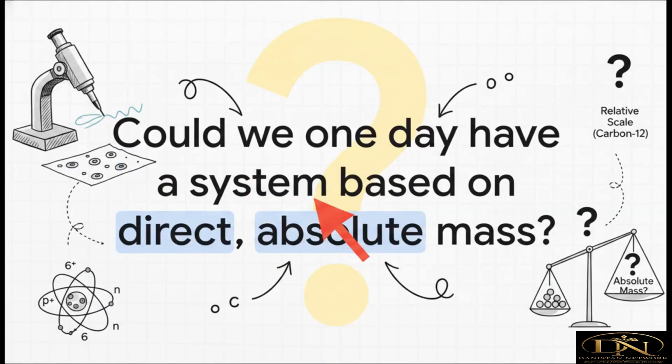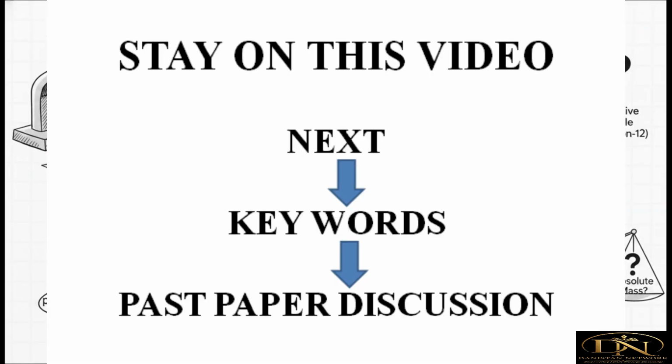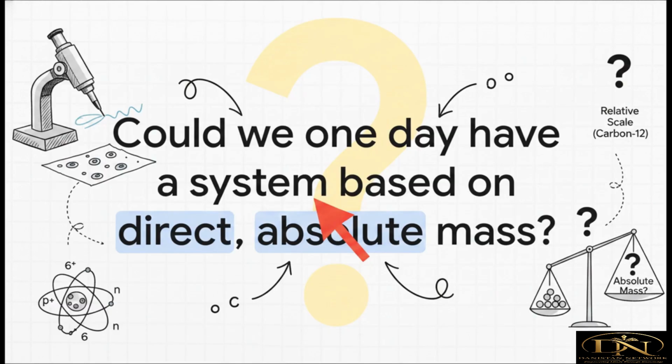But that leads to one final fascinating thought. This whole relative system was an ingenious workaround for a technological limit. But today we have amazing microscopes that can literally let us see individual atoms. So, does that mean that someday we might ditch the relative scale and create a whole new system based on the direct, absolute measurement of an atom's mass? It's a really interesting question for the future of chemistry, isn't it?